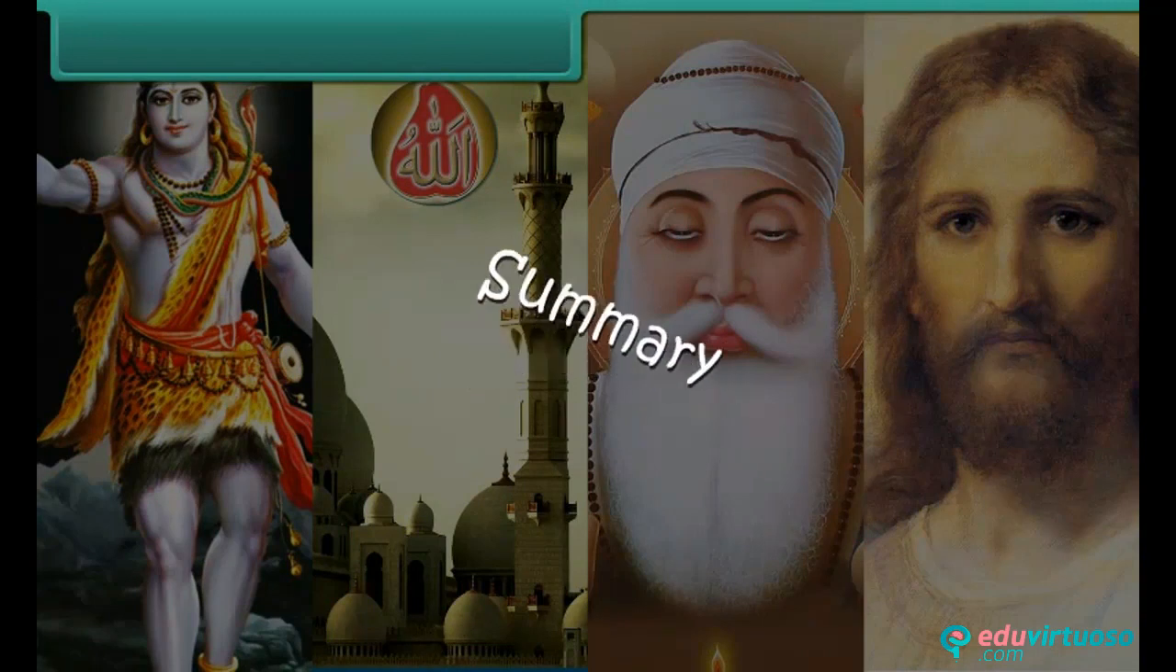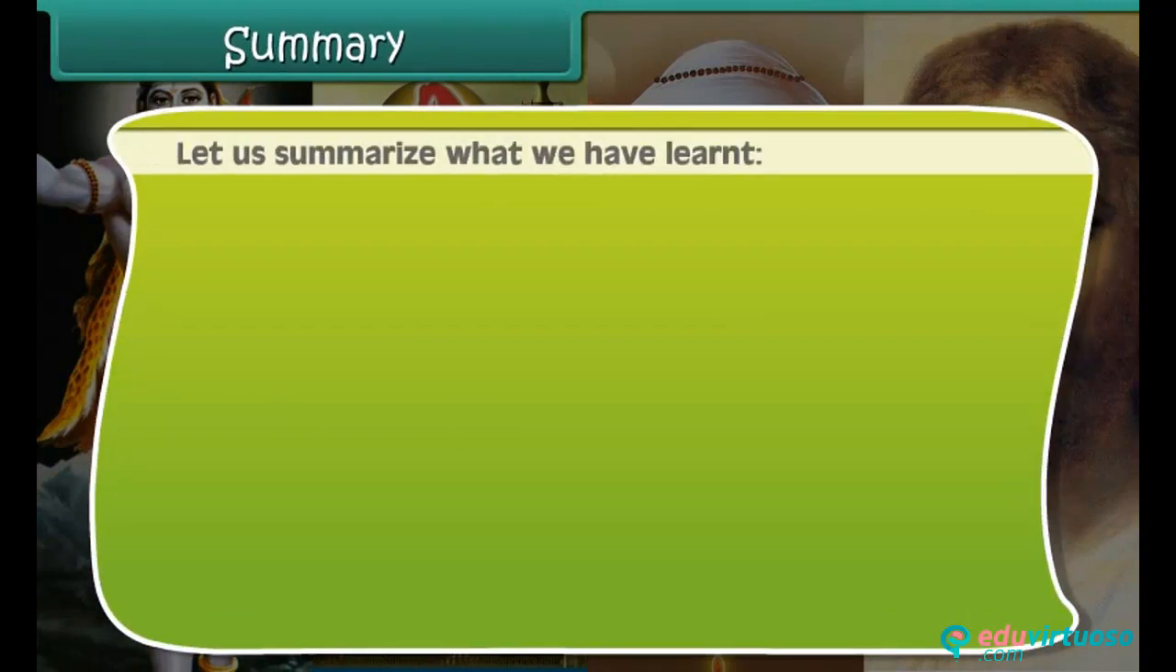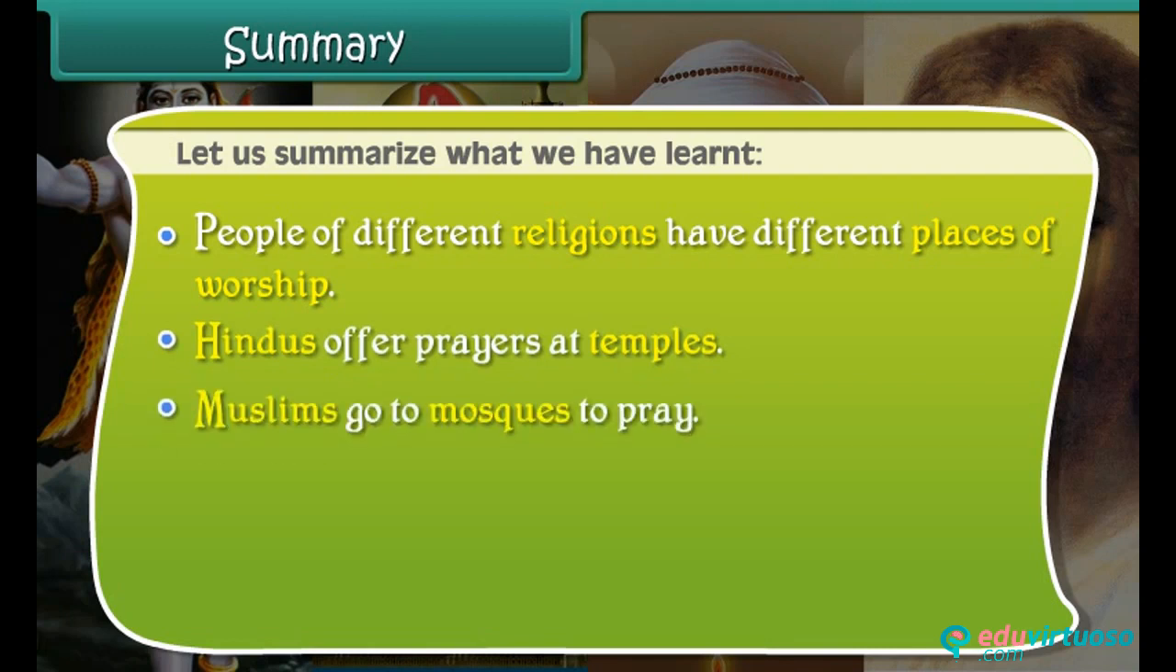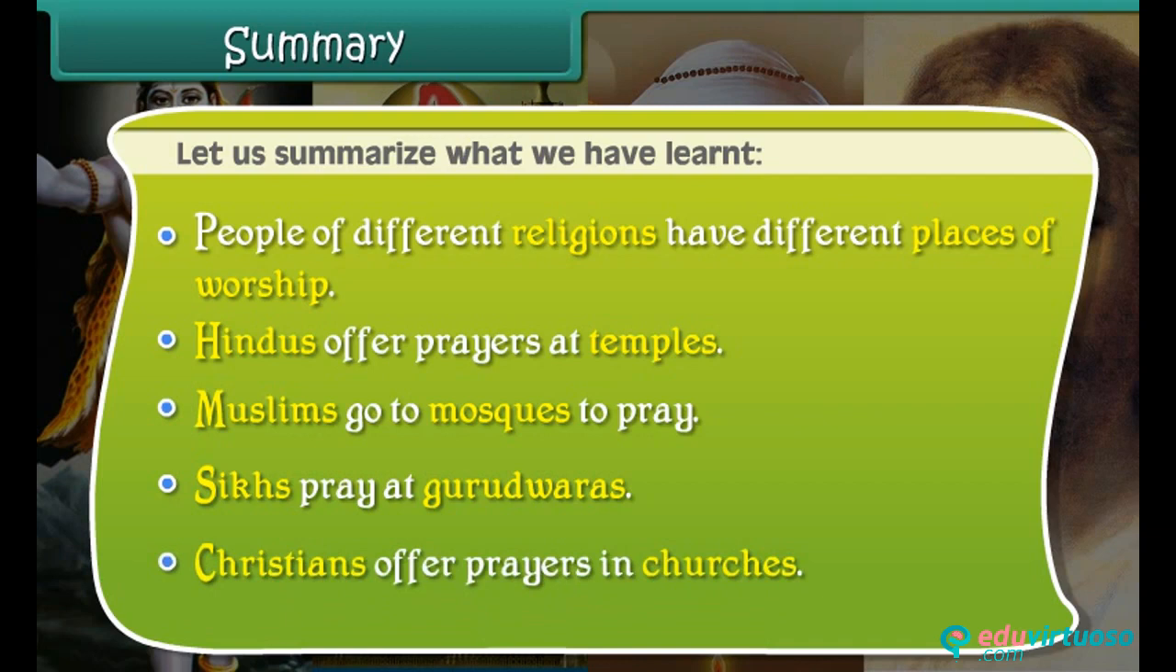Summary. Let us summarize what we have learned. People of different religions have different places of worship. Hindus offer prayers at temples. Muslims go to mosques to pray. Sikhs pray at Gurdwaras. Christians offer prayers in churches.